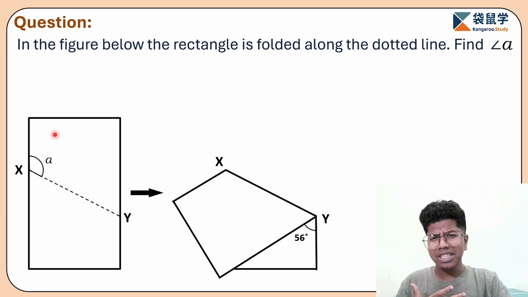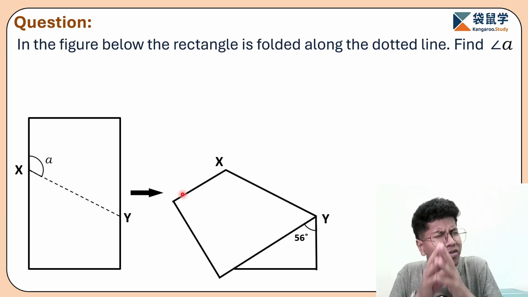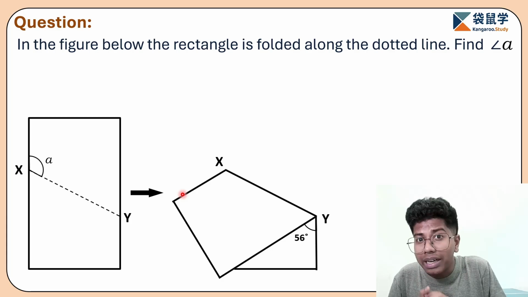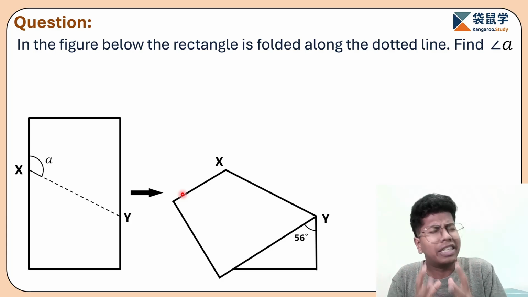Now, the challenge is after folding, the paper looks like this, and I don't know which angle is equal to what. It's so messy. So what we can do is first try to understand what happens when a paper is folded, and how angles get affected by it.